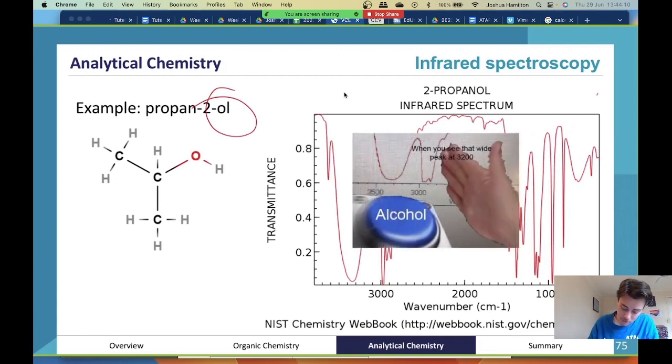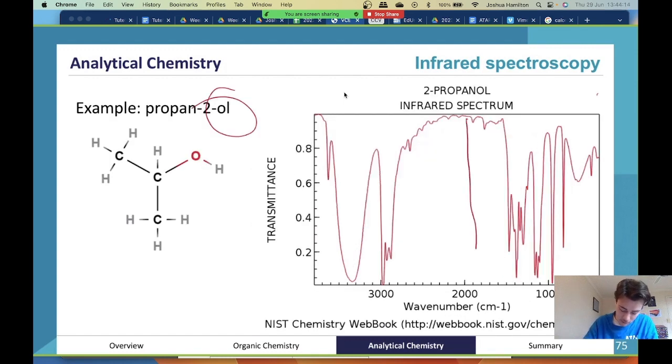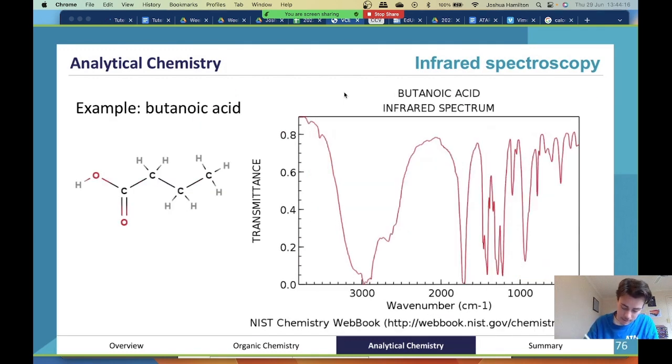Now, if we go to a carboxylic acid, notice how, first of all, there's no peak here. This one, there's a peak here. That's telling me there's a carbonyl group. That peak there is distinctly a carbonyl group. And then I have this really big, dirty bond that's somewhere around 3,000, 3,100. I'm happy with that. It's a really dirty, big peak. This is going to be a carboxylic acid.